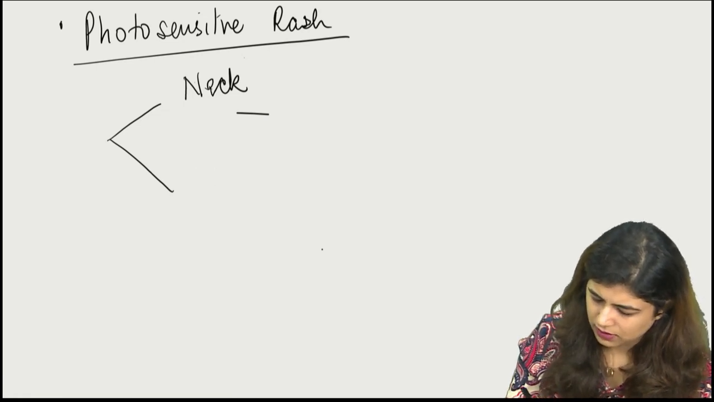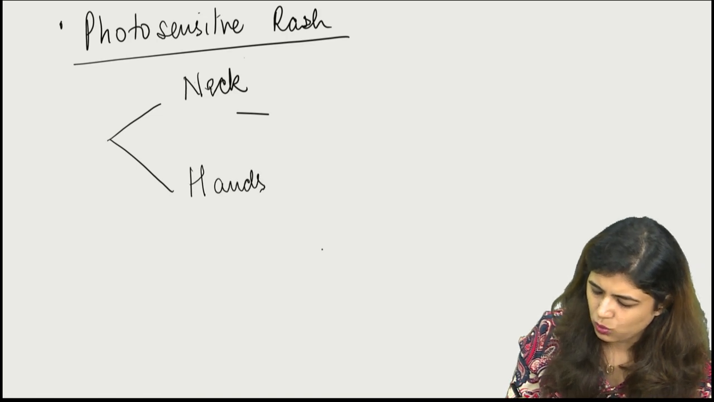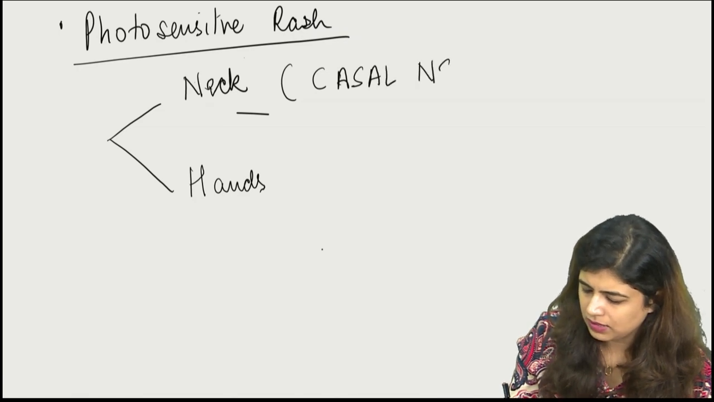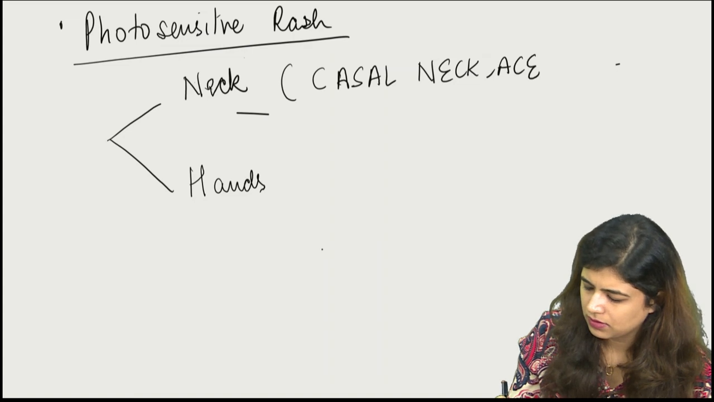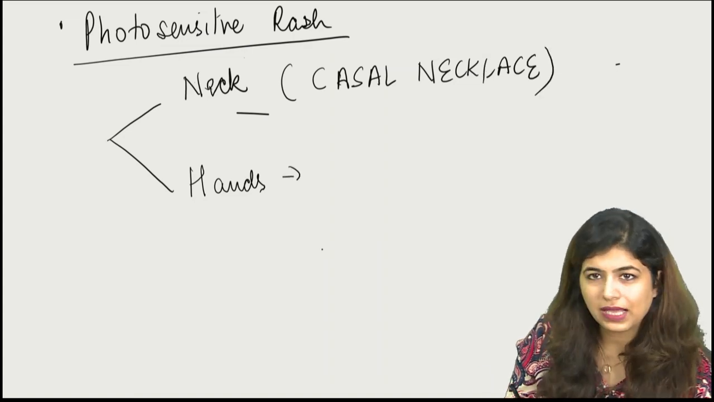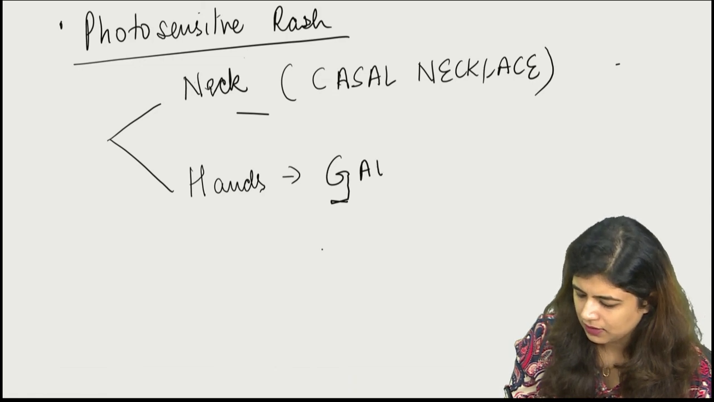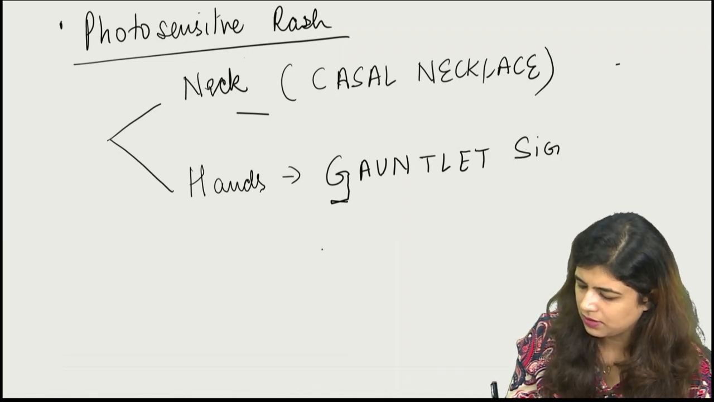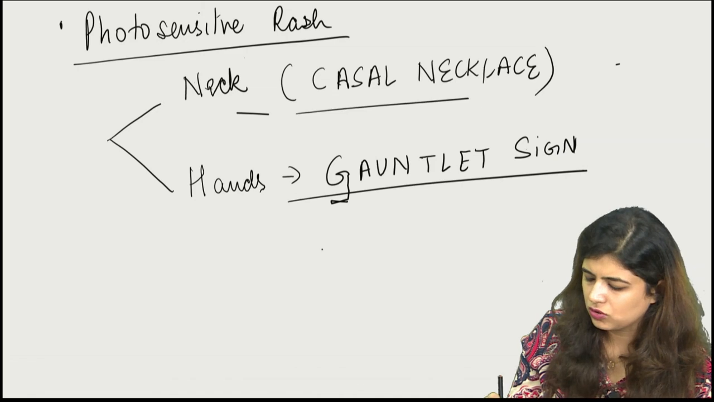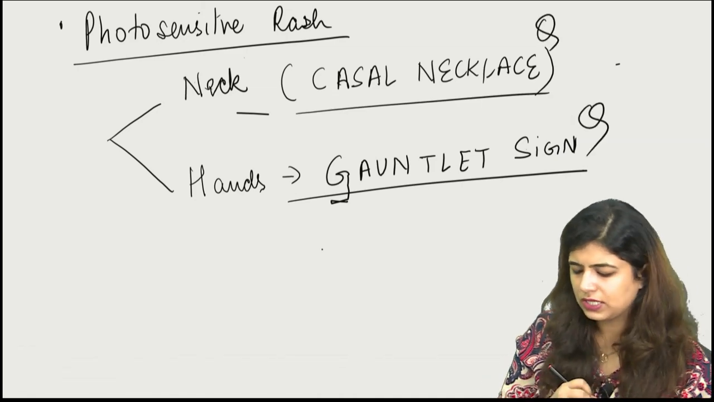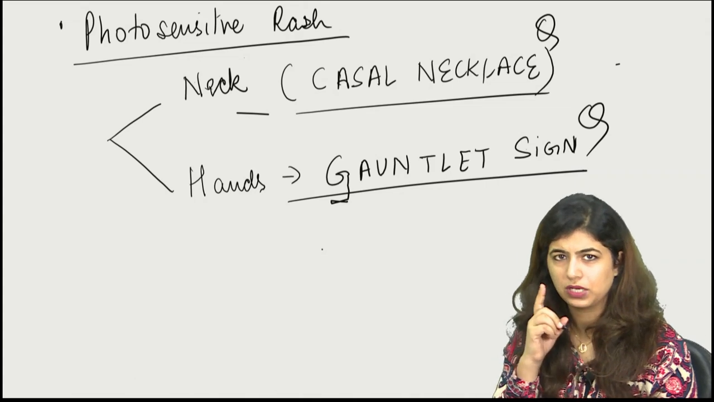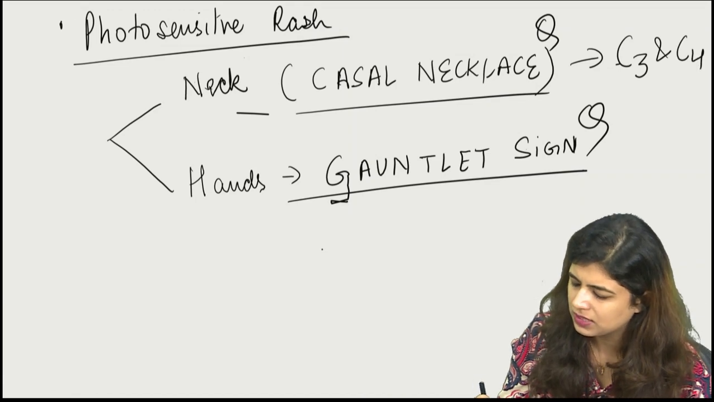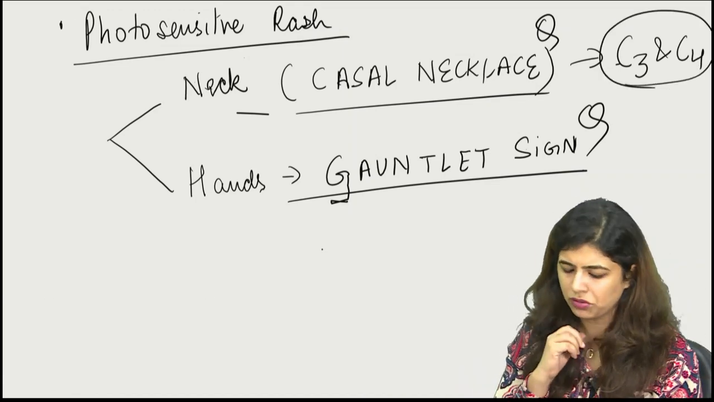The most common locations that are asked from you are one, neck, two, hands. When in the neck, it is called Casal necklace, and when in the hands, it is called the gauntlet sign. So these are the two terms that you need to remember with the rash of pellagra. With Casal necklace, one thing to remember is the dermatomes which it affects, mostly C3 and C4 dermatome.